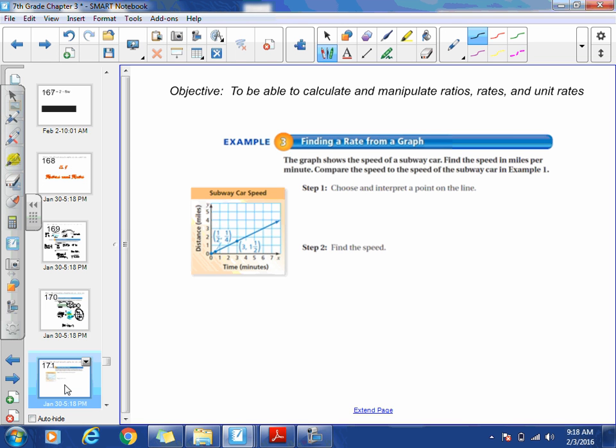Okay, finding a rate from a graph. Choose and interpret. Let's start with this. The graph shows the speed of a subway car. So here's another subway car. Find the speed in miles per minute. So I'm going to start by writing that down. We want miles per minute, not minutes per mile, miles per minute. Compare the speed to the speed of the subway car in example 1. We'll save that for later. First, let's just find the speed of this car.